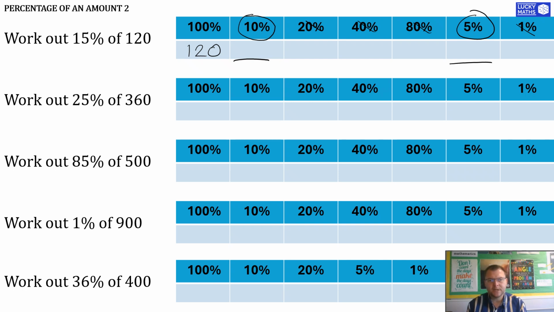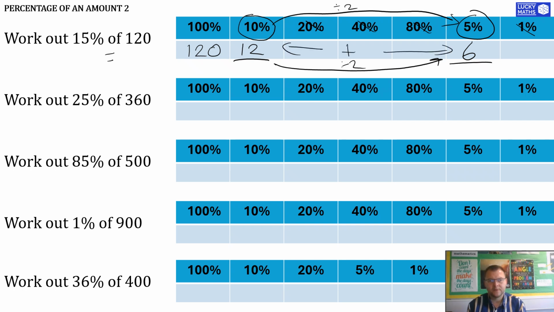So 10% of 120 will be 12. And then to turn our 10% into 5%, we need to half it. So therefore, half of 12 is 6. So 5% is 6, 10% is 12. But what we crucially need to do with those two is add those two answers together. 15% of 120 is therefore 18. 12 plus 6.